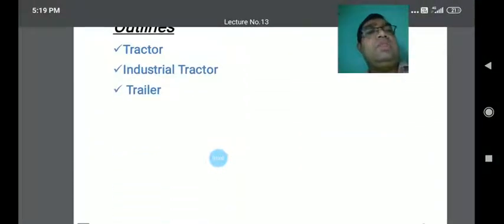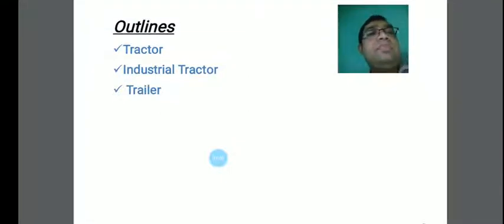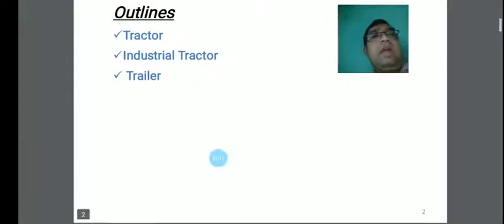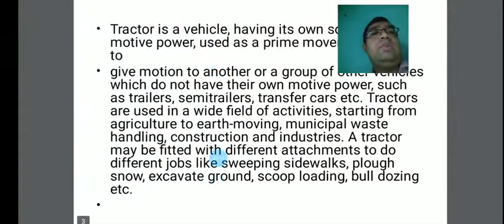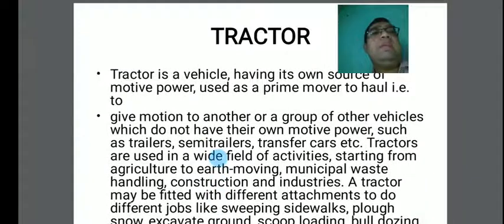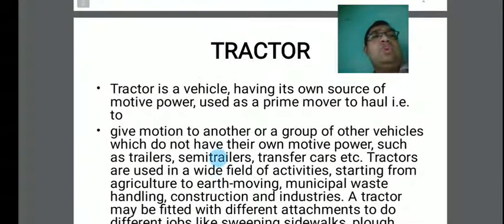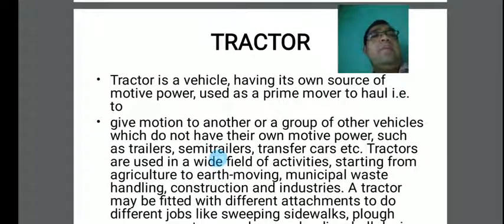And regarding these industrial tractors, a few outlines will also be covered. These are the tractor, industrial tractors, and also the trailers. And what is a tractor? The tractor is a vehicle having its own source of moving power, and this is used as a prime mover to haul.